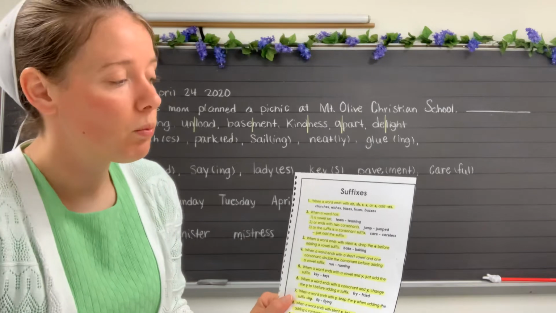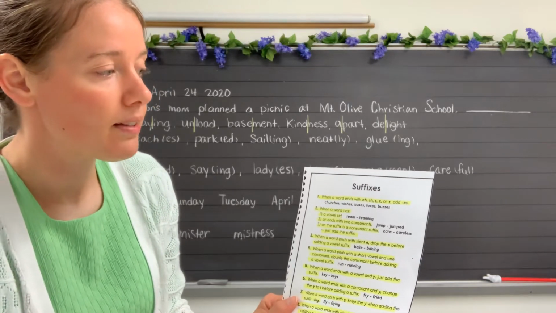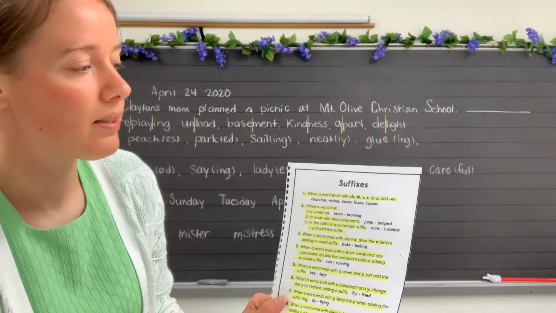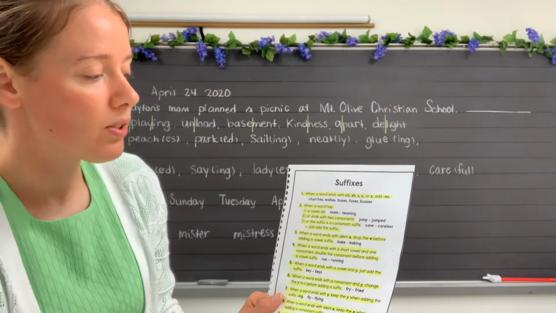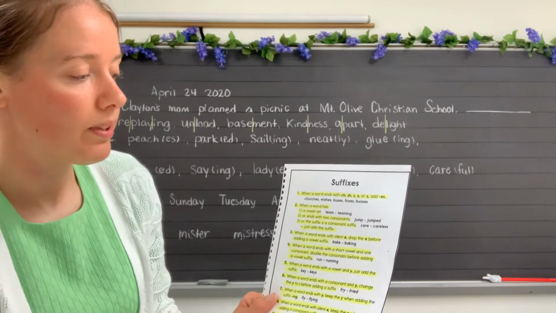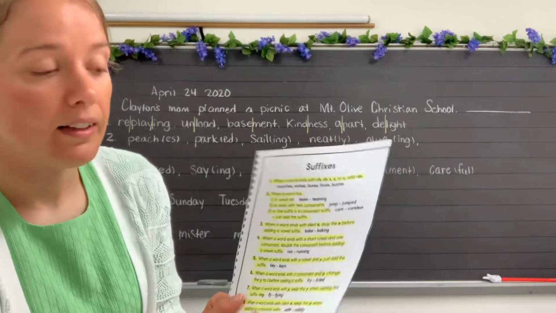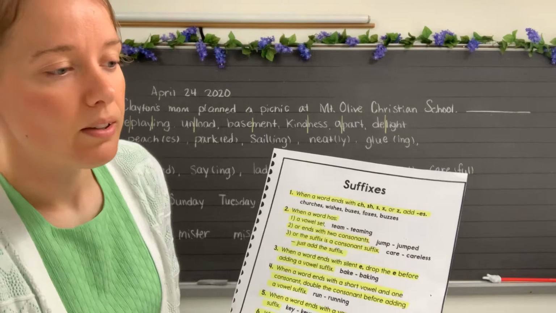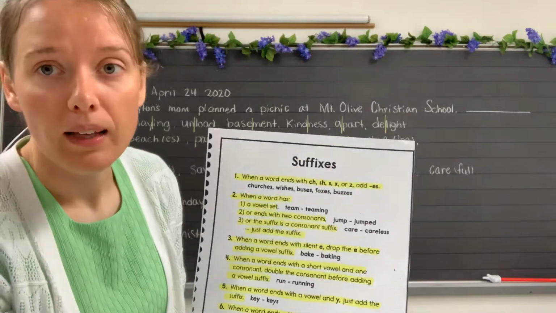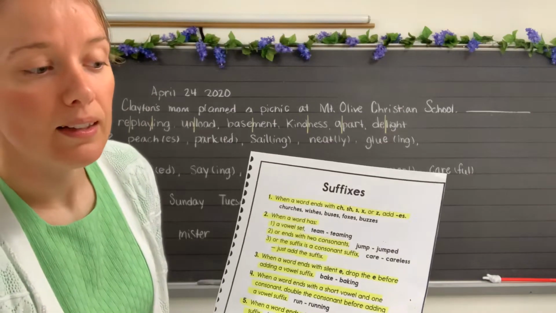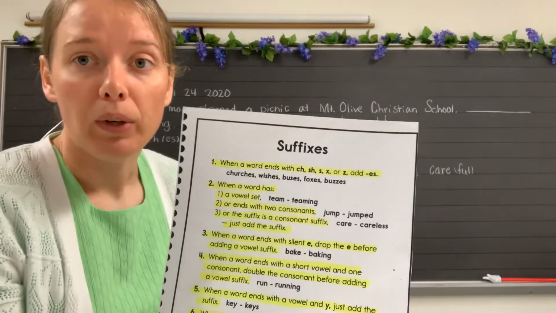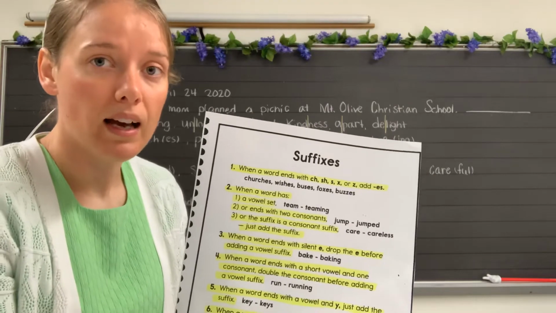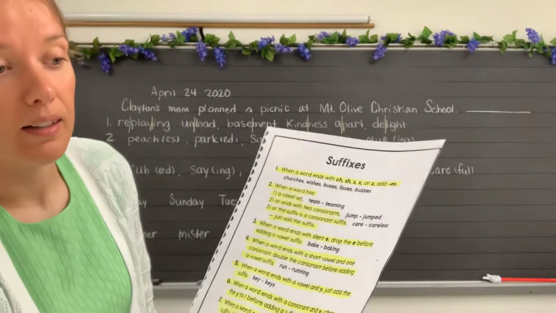So number one is when a word ends with ch, sh, s, x, or z, we add es, like churches, wishes, buses, foxes, and buzzes. Number two, when a word has a vowel set or ends with two consonants, or the suffix is a consonant suffix, just add the suffix. We have team, we just add a suffix because it's a vowel set. We have jump, that word ends with two consonants, so we will just add the suffix. Or we have care, and we're adding L-E-S-S to the end of it. L-E-S-S is a suffix that begins with a consonant, so we will just add the suffix to the end.